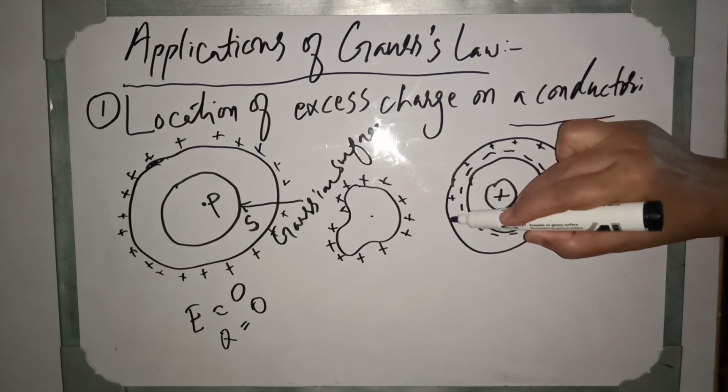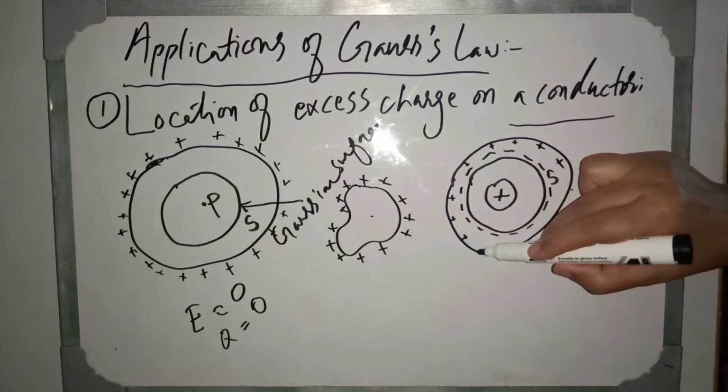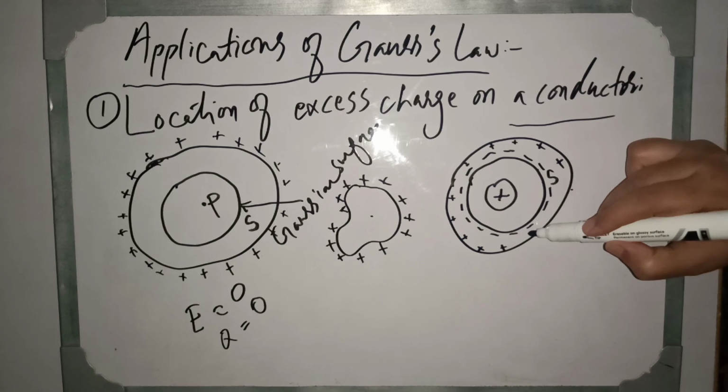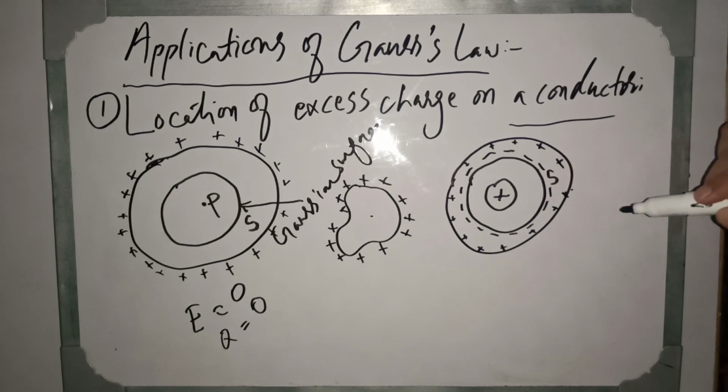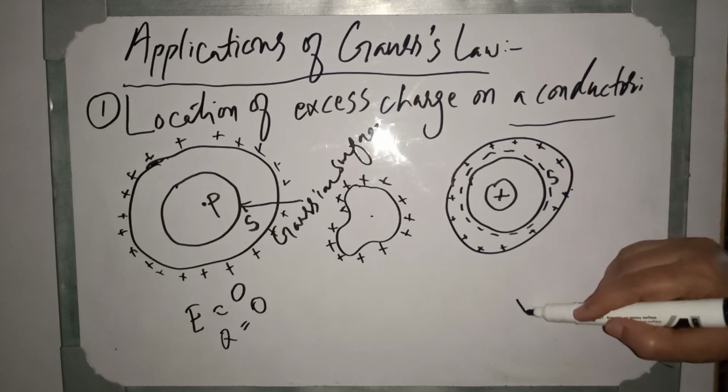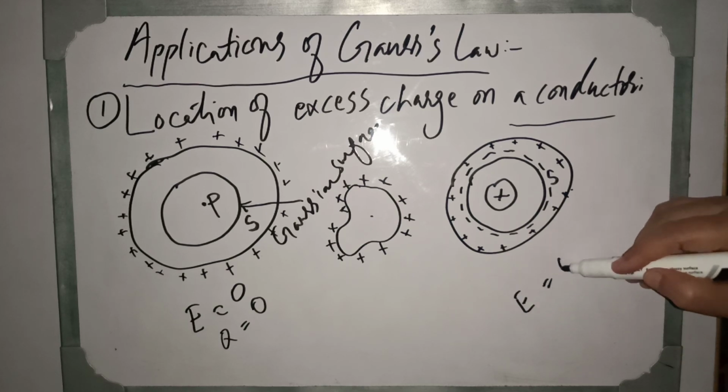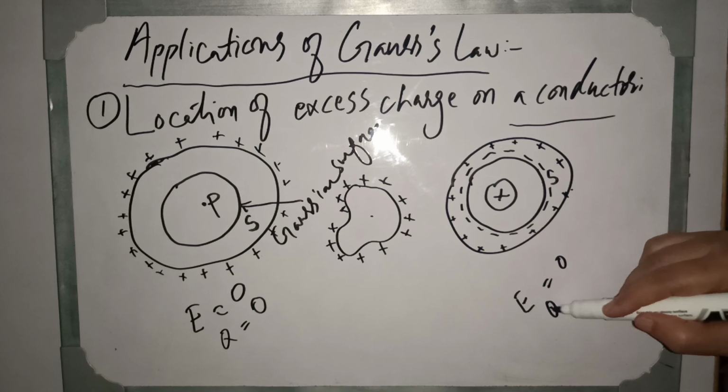In this way, we have proved that all excess charges always reside outside the conductor, on the outer surface of the conductor, and inside a conductor, wherever electric field E is equal to 0, everywhere Q is equal to 0.